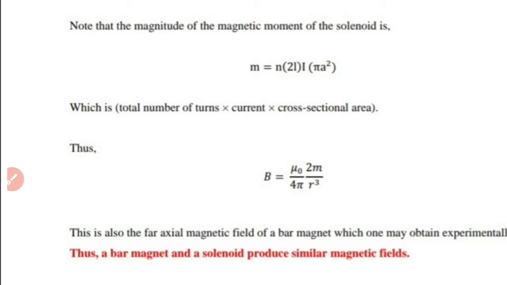And this equation we have already discussed as the case of the axial field of a bar magnet. That is what we have. So this bar magnet and solenoid produce similar magnetic fields. That's what we can conclude. The magnetic field lines we already discussed the similarity. Here the equation also is similar. So that is the conclusion of this discussion.